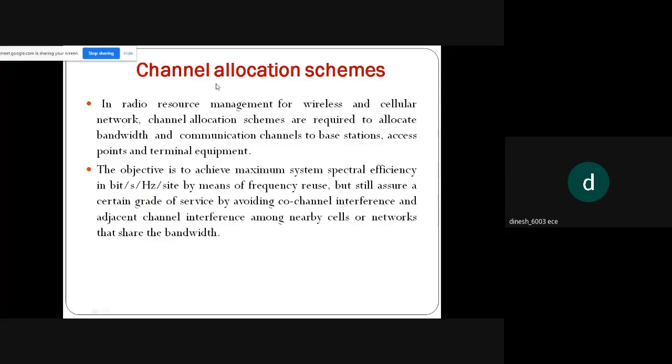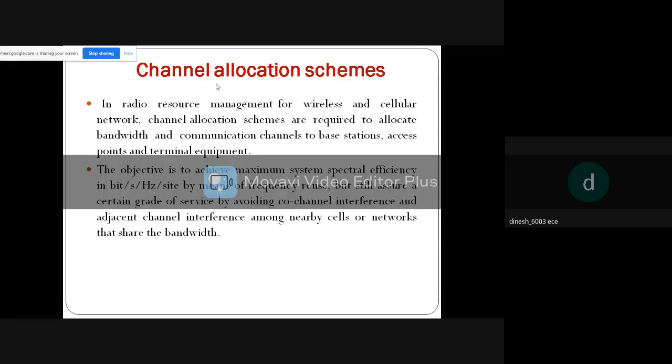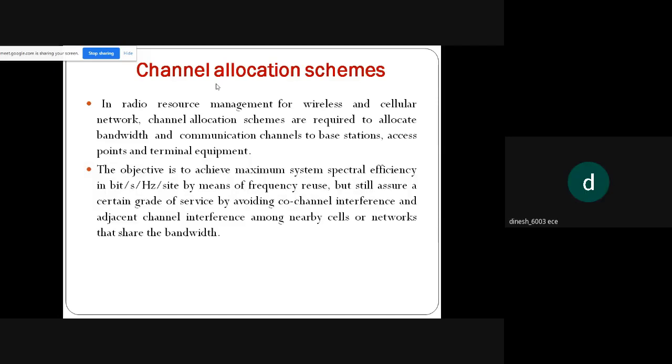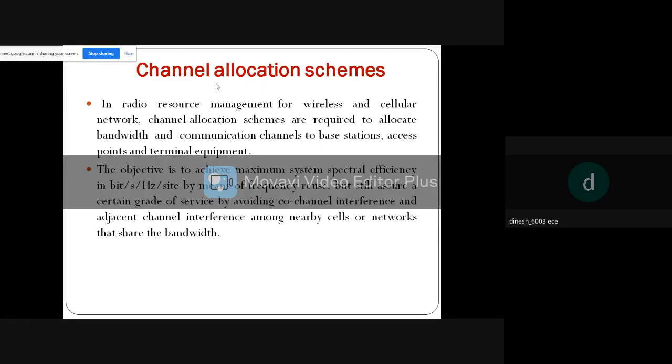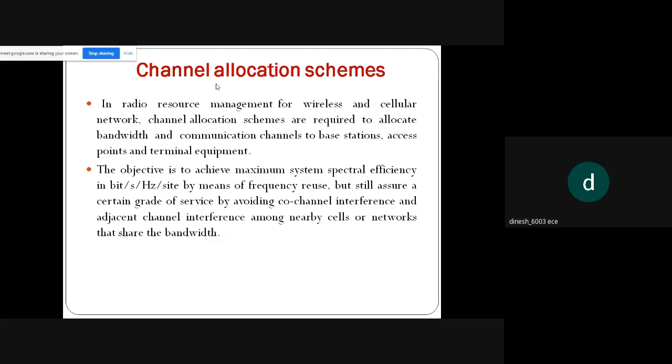Channel allocation schemes. This channel allocation scheme plays a major part in satellite access, because every channel, how it is being allocated, with how many source addresses and destination addresses, how many data bits can be sent, how much bandwidth is required, how much efficiency this system can give, or how much data can be sent through this satellite access, is all dependent upon the channel allocation scheme.